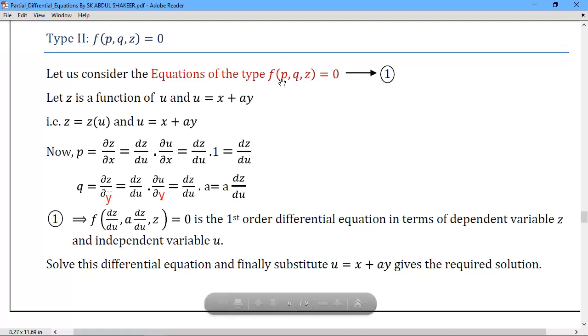So once again, the given equation contains only p, q, z. The complete solution, first of all, we have to define as z equal to a function of u, that is z equal to f of u or g of u or z of u, where u is x plus ay, and we have to remember these values, that is p is dz by du and q is a into dz by du. These are replaced in the given equation. Thus we will have a new equation, z in terms of u. We will get the complete solution as z in terms of u. At the end of the solution, we have to replace u as x plus ay.